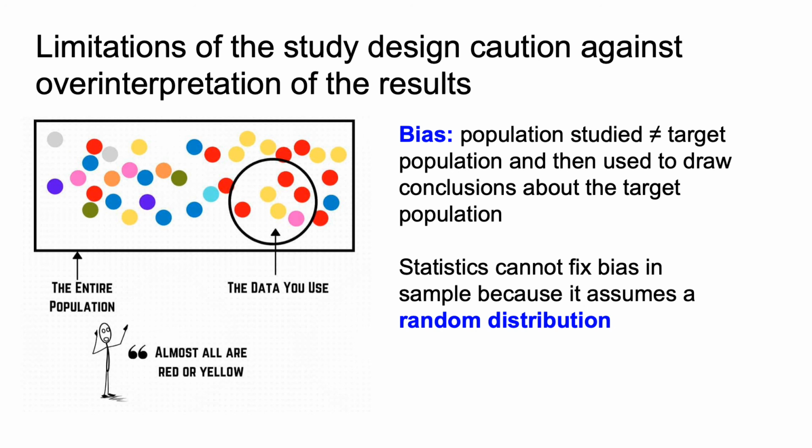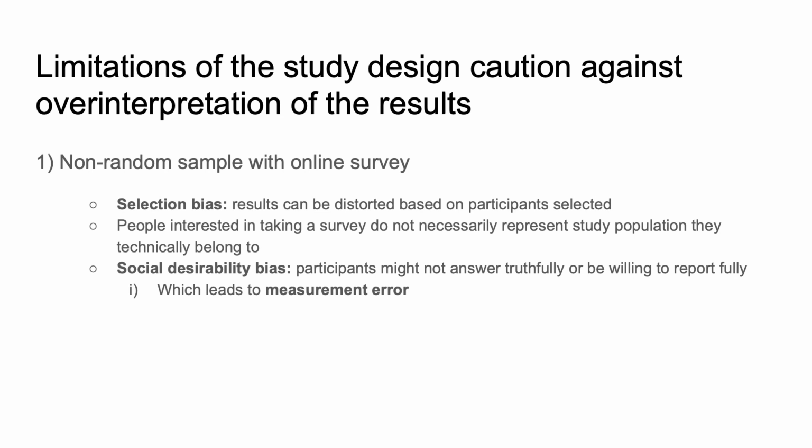Unfortunately, statistical theory assumes that we have a random and unbiased sample of the population under study, so statistics cannot really fix bias in the design. So the sample that authors used to validate their methods actually consists of a non-random sample that was derived from an online survey. And the problem with a non-random sample is that we still have selection bias, because they only were able to reach the people who took that online survey. Another problem is social desirability bias, because participants might not be willing to answer truthfully or report fully, which also leads to measurement error in our data.